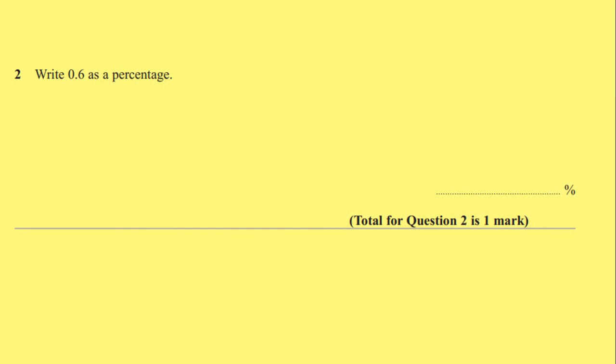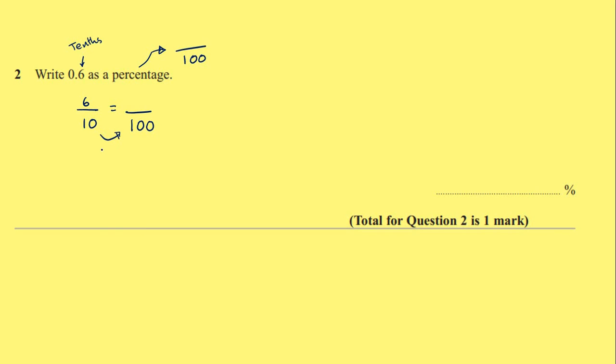Okay, moving on. Write 0.6 as a percentage. Now, percentage means that you want things to be out of 100. Per 100. Okay, so what's 0.6? Well, 0.6, it's in the tenths. So we've got units, tenths, which means that we have 6 tenths currently. But I want it to be over 100, so that it's per cent, so it's per 100.